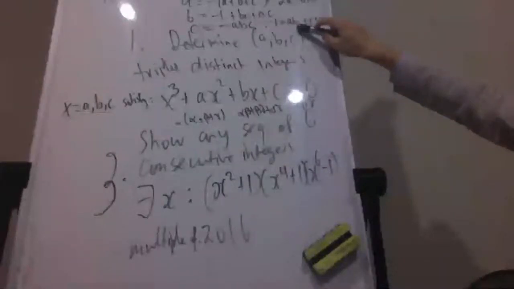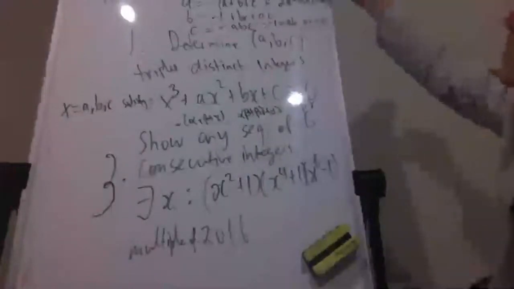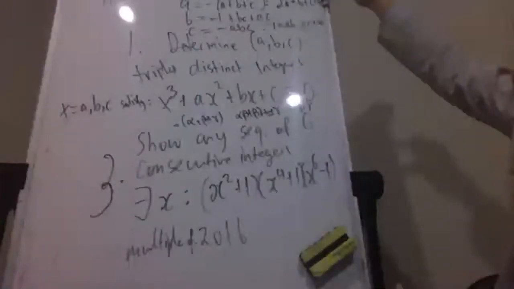Alright, so what happens if A is equal to 1 and B is equal to -1? We should go through it. So if A equals 1 and B equals -1, that gives you C equals -1, right?